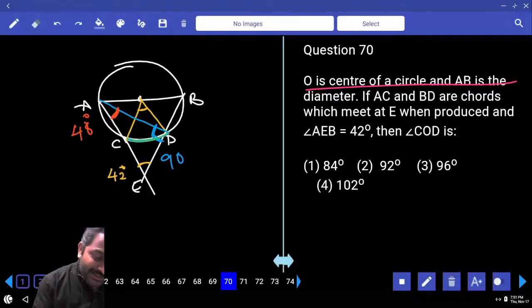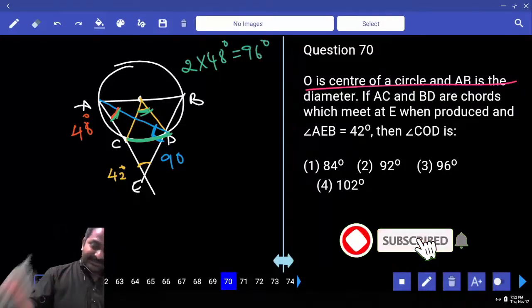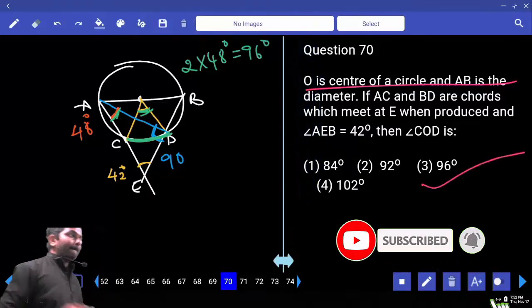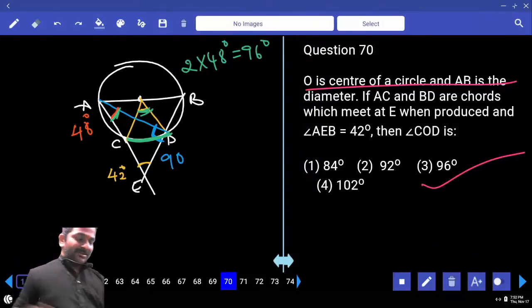Now look at this. Arc CD makes an angle of 48 degrees at A, right? Then at the center, it takes two times, correct? Two times 48 is 96. Yes, I'll stop with this.